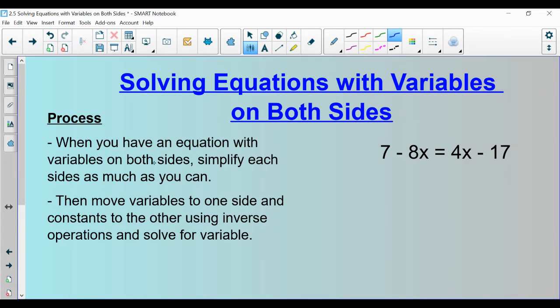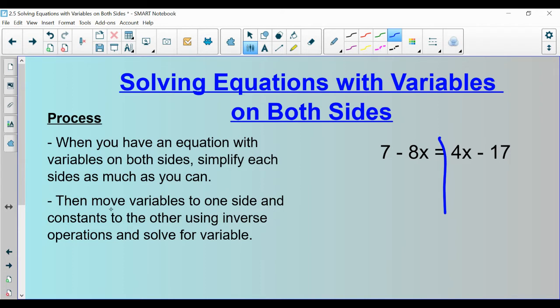When you have an equation with variables on both sides like this, first you're going to try to simplify the left side as much as possible and the right side as much as possible. Now, nothing is alike over here, 7 minus 8x. This is a constant and this has an x. Same thing here, this has an x and this is a constant. So there's nothing alike on the same side of the equal sign right now.